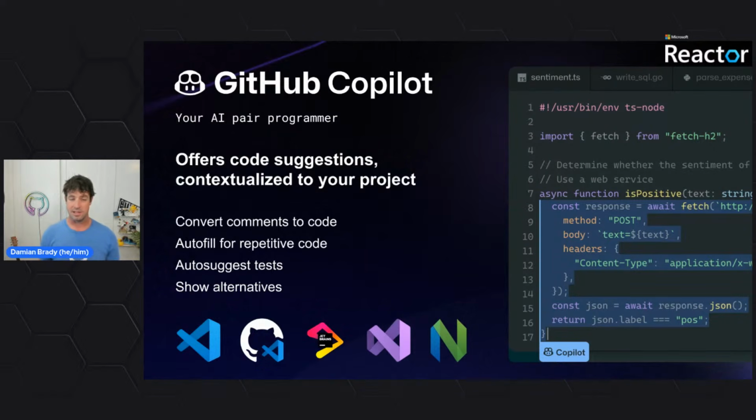You can get it to write you tests by saying, hey, write a test for this, and then also show alternatives to what it's suggested. So not just giving you the first suggestion that comes across, but you can actually iterate and have a look through different suggestions that have come back from Copilot on the server as well.